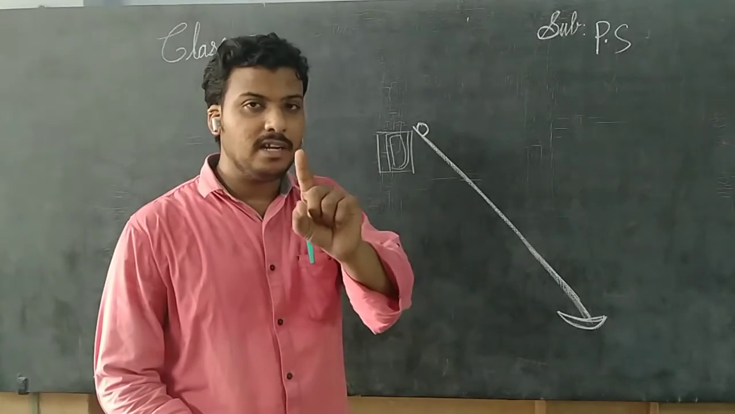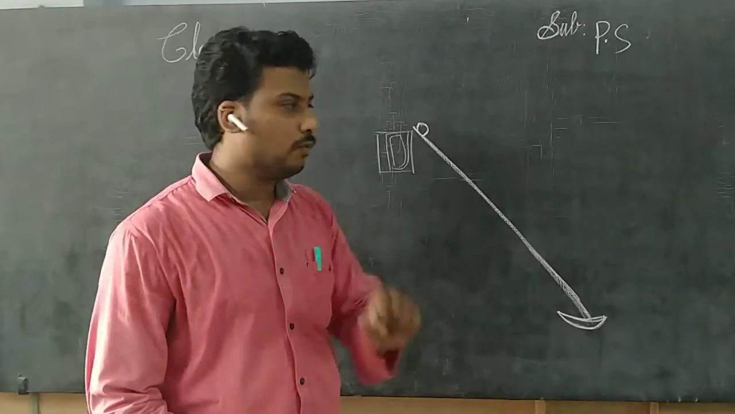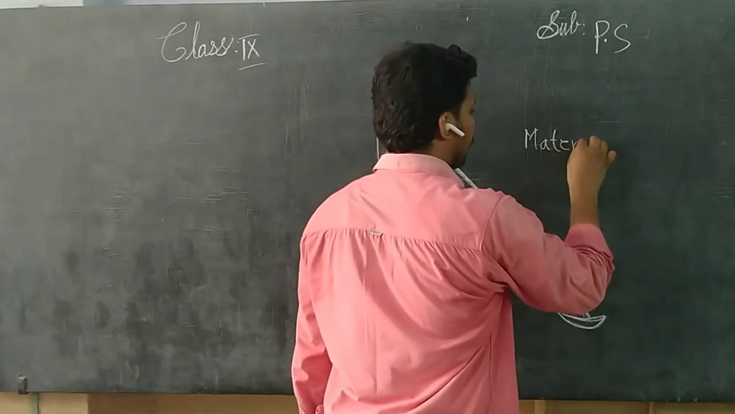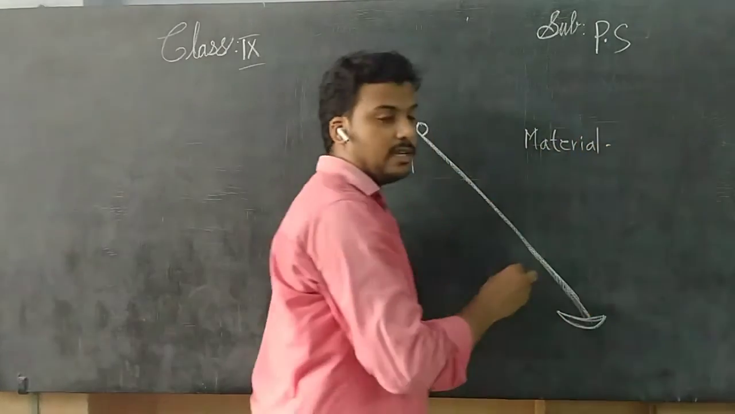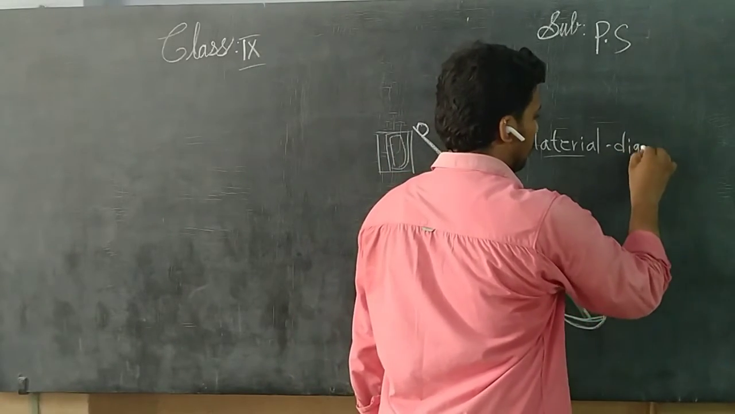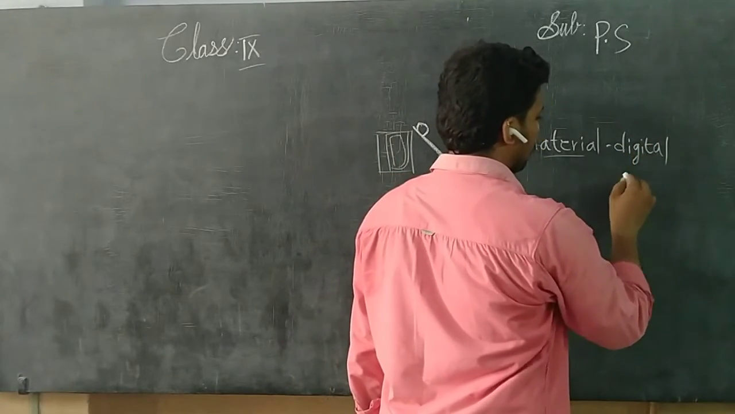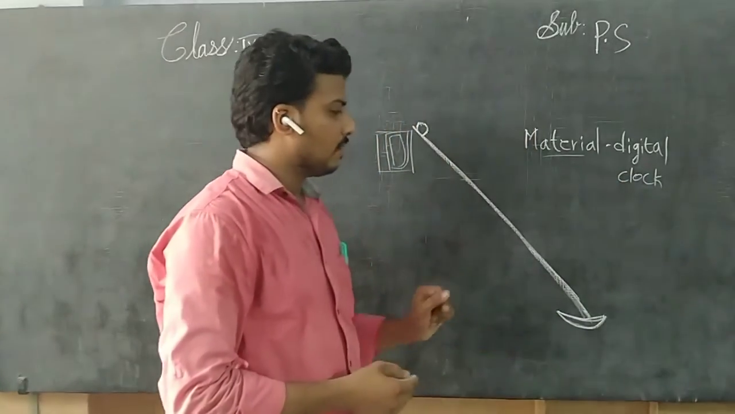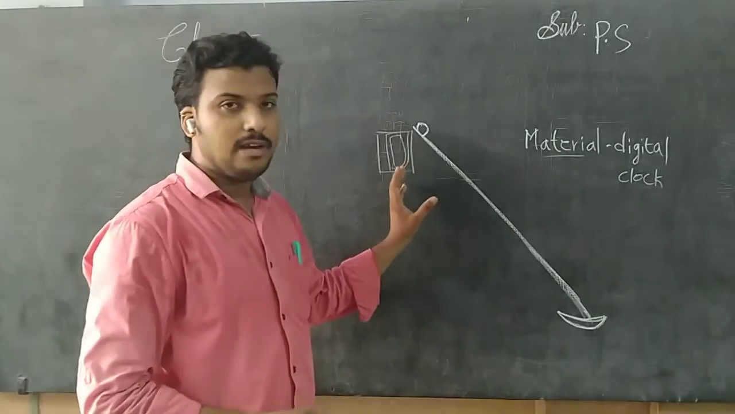And one more material we need that we left out, children. I forgot to say that material, that is nothing but a digital clock. Okay, children, one more material is a digital clock. We need this. I forgot to say.